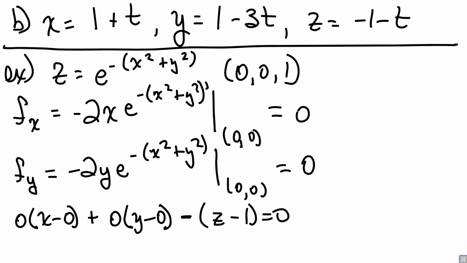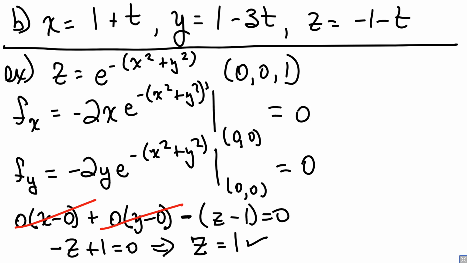Well, what happens is that those are gone because there's 0. All right, so essentially what I'm left with is negative z plus 1 is equal to 0, or I can say that z is equal to 1, and that would be the equation of the plane tangent to the surface. Any questions? Okay, so let's look at another example.